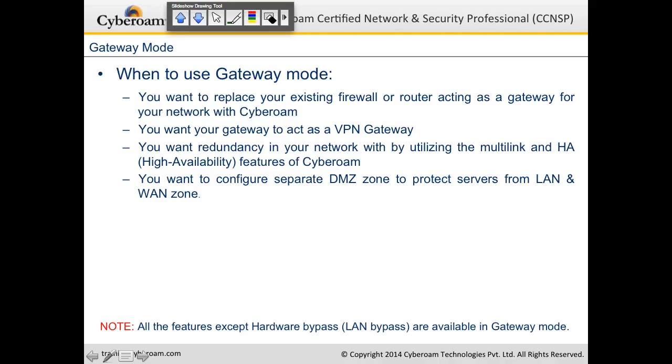So when do you want to use gateway mode? When you want to replace your existing firewall or router acting as a gateway for your network with Cyberoam, or you want your gateway to act as a VPN gateway, or you want redundancy in your network, probably utilizing the multi-link and HA features of Cyberoam, or you want to configure separate DMZ zones to protect your servers from the LAN and WAN zones. These are possible examples of when you would go for gateway mode. In gateway mode every feature is supported, including routing and NATing.